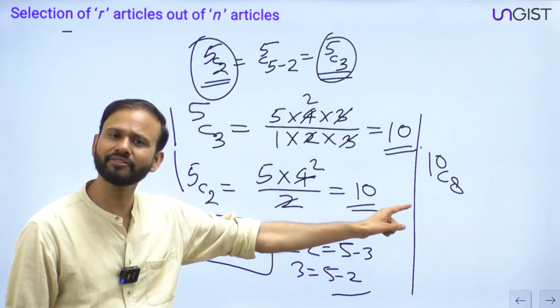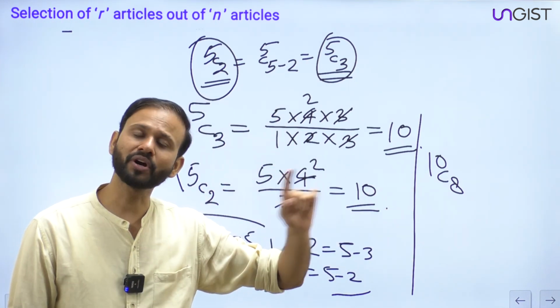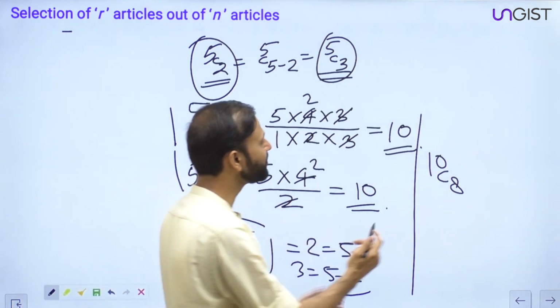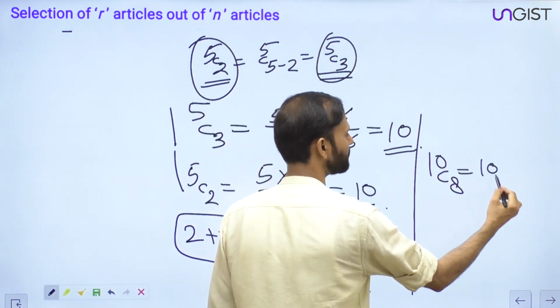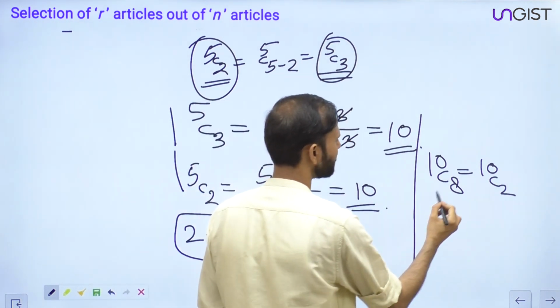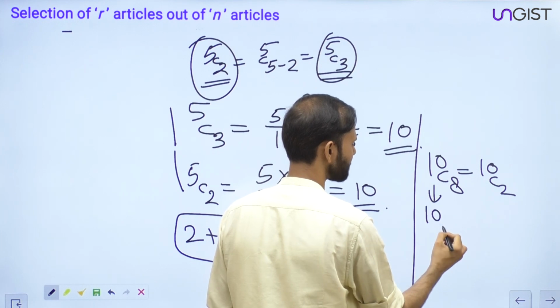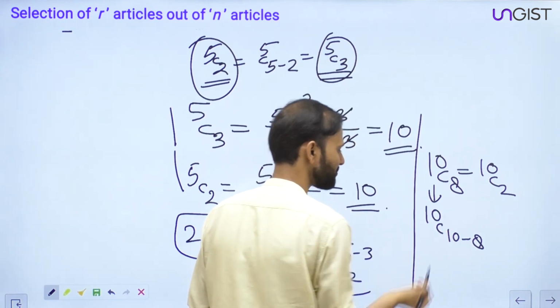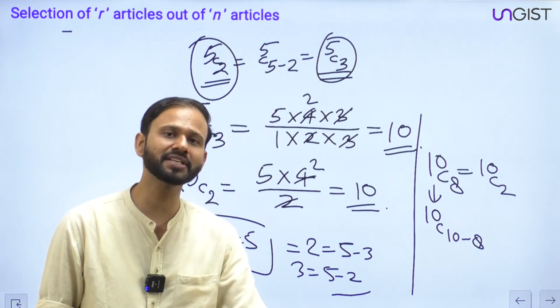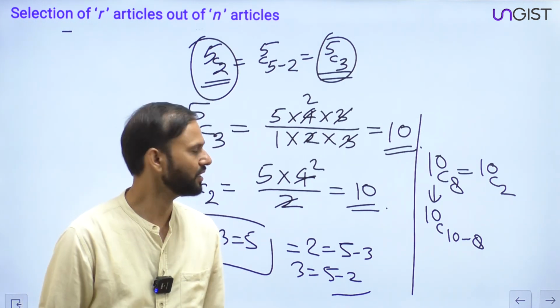So don't try to find the value of 10C8. What you can do easily is this: 10C8 has to be equal to 10C2. Why? Because it has to be equal to 10C(10 minus 8). Yes or no? Because nCr is equal to nC(n minus r), right?